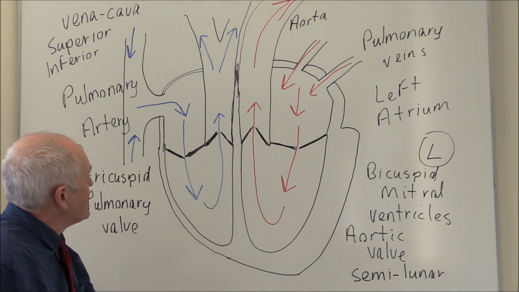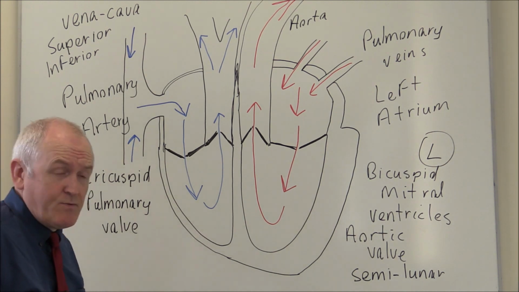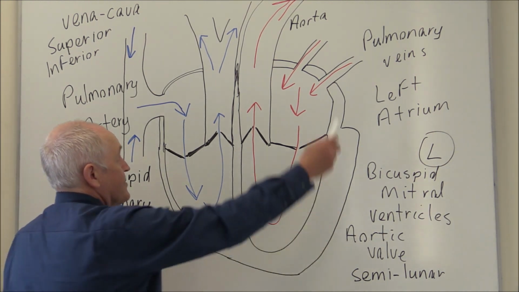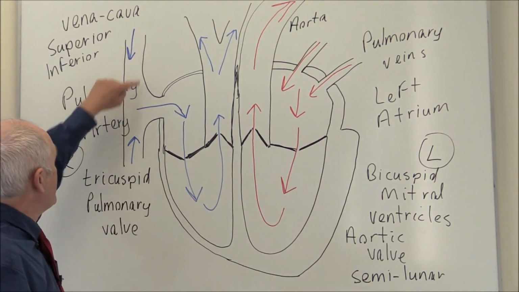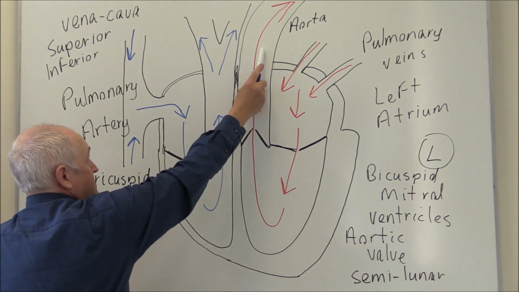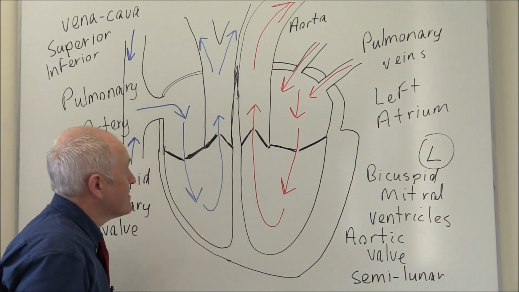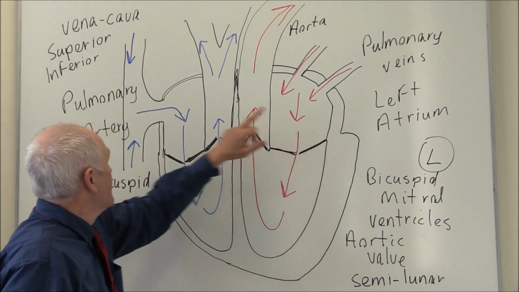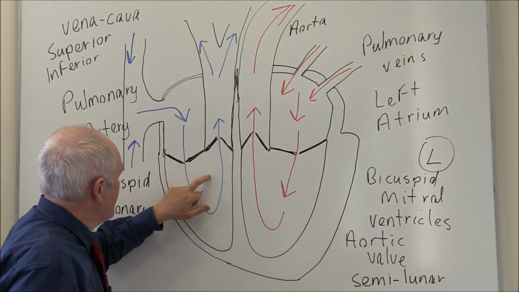But just before we do that, I want to finish off the anatomy. So let's just summarise the basic anatomy we've got so far. We've got the 4 pulmonary veins. We've got the superior and inferior vena cava. Aorta, pulmonary artery. Left atrium, right atrium. Left ventricle, right ventricle.